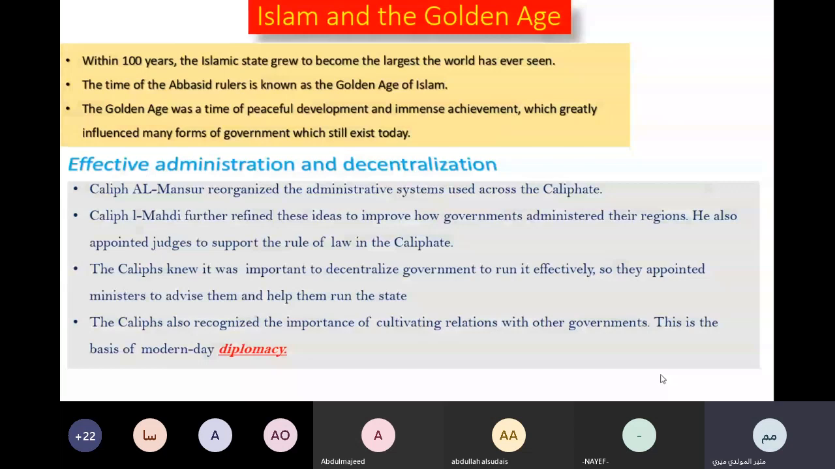So what were the main achievements done by Khalif al-Mansur? According to the slide, of course. He reorganized the administrative systems. Excellent. One of them is reorganizing the administrative system. Next, what else?